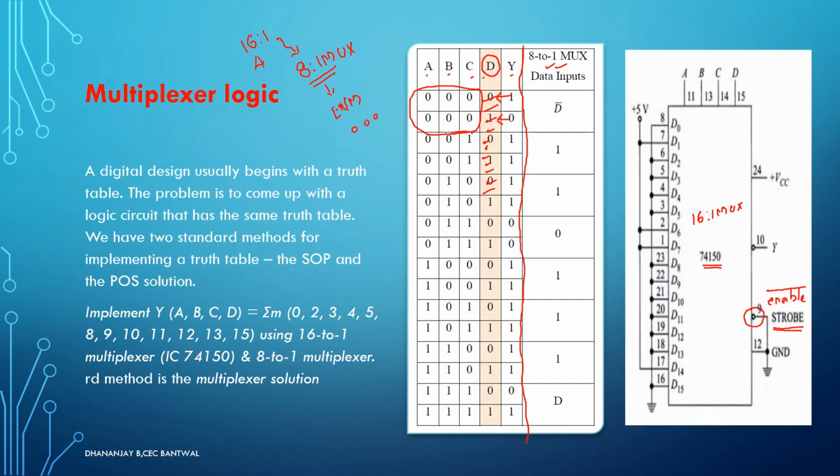We check the next one, 0 0 1. It is 1 1. As both the outputs are 1 and 1, they have written 1. See here, 0 1 1: both the outputs are 0, so they have written 0 directly. When it is 1 1 1, the output is 0 and 1. When it is 0 and 1, they come back and check the value of D. When D is 0, it is 0; when D is 1, it is 1. And that D has been written here.